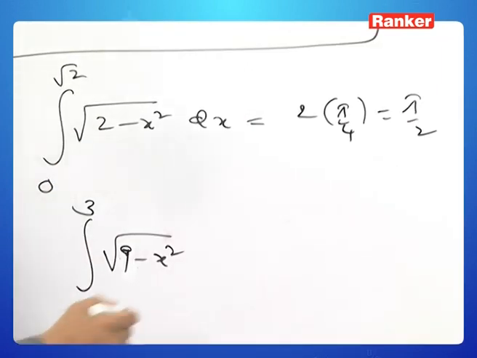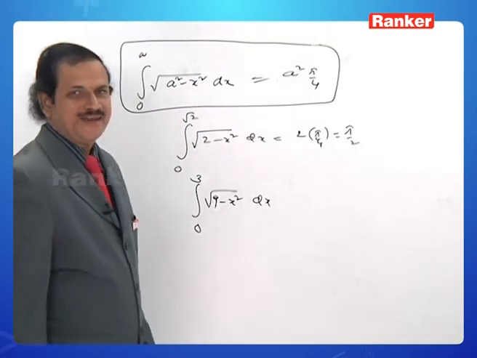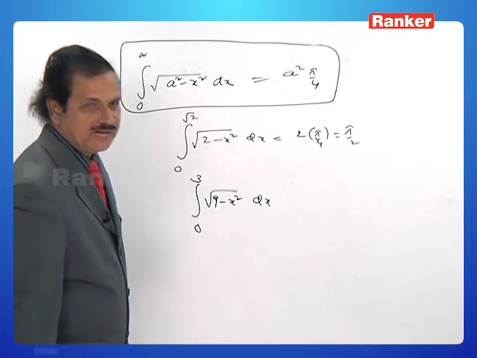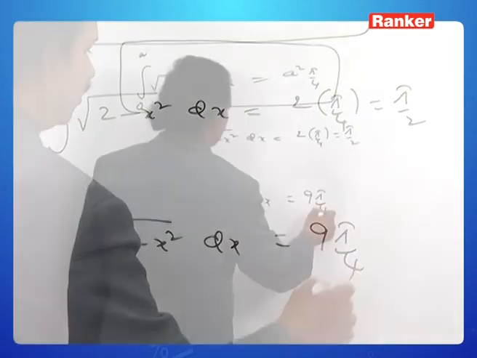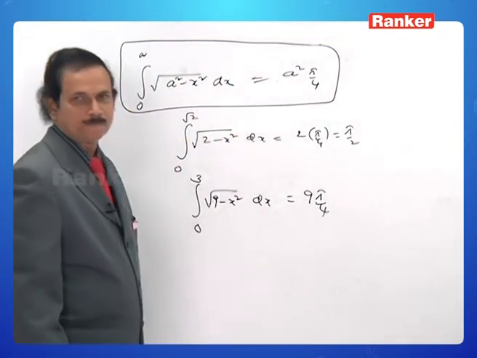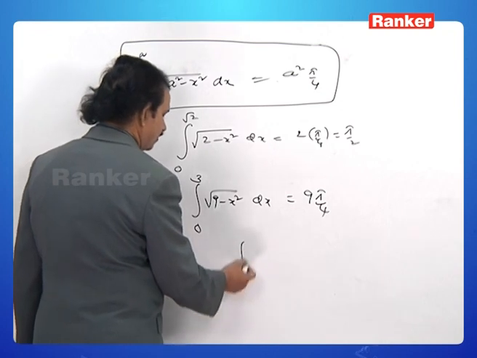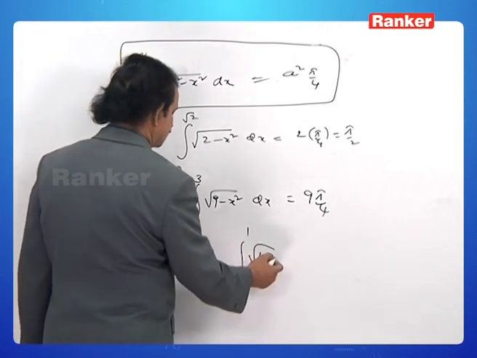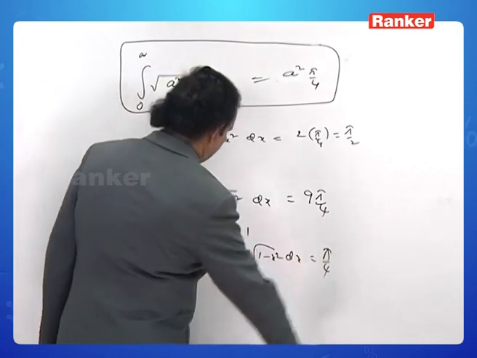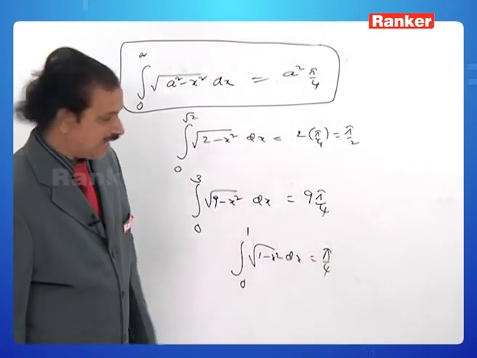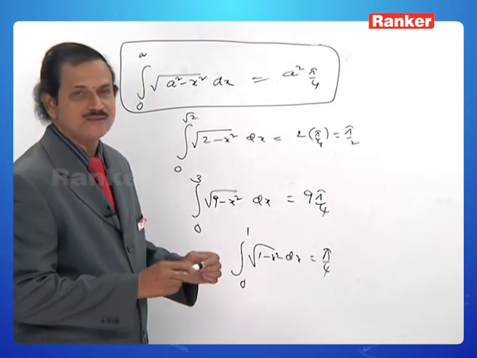Root of 9 minus x square dx. What are you having in the place of a square? 9. And in the place of a we have 3. So the answer is a square pi by 4. That is 9 pi by 4, isn't it? 9 pi by 4. Well, integral 0 to 1 root of 1 minus x square dx is again just pi by 4. Why? Because in the place of a we have 1. This is the standard answer.